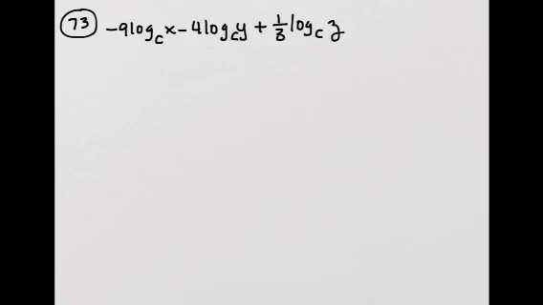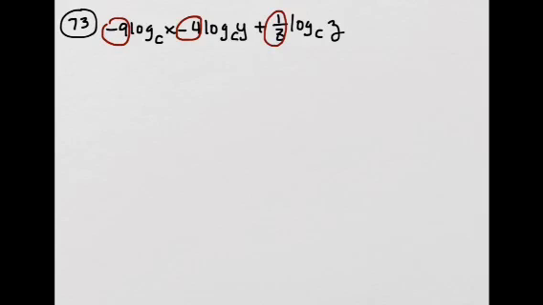Alright, so the instructions for 73 are to condense. So what that means is we're going to convert this 3-logged expression into a single log. So remember, the coefficients become exponents. Okay, so these 3.